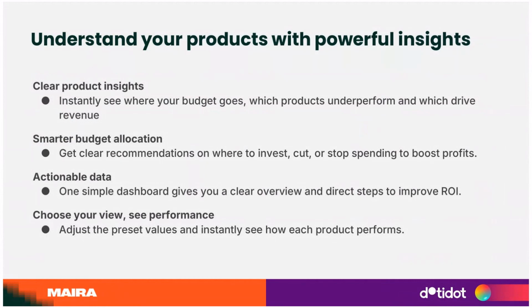Let me quickly walk you through what this actually means in practice. You get clear product insights, one place where you instantly see where your budget goes, which products underperform, and which one drives your revenue. You get smarter budget allocation, clear recommendations on where to invest, where to cut, and where to completely stop spending. And everything is actionable. It's not just numbers on a dashboard. You get direct steps you can take today to improve your ROI. And finally, you can choose your own view, adjust the preset values, and instantly see how each product performs against your specific targets.